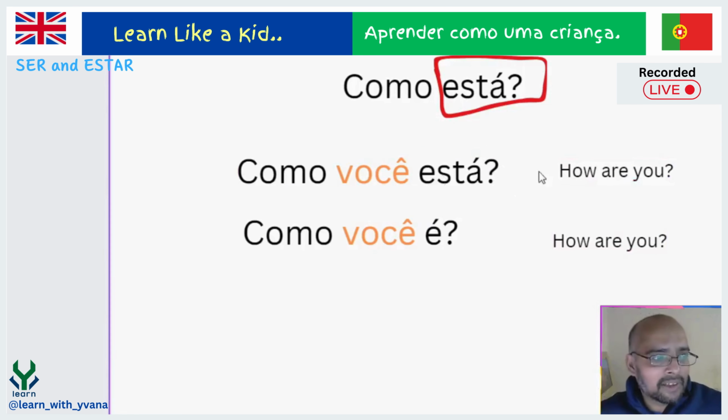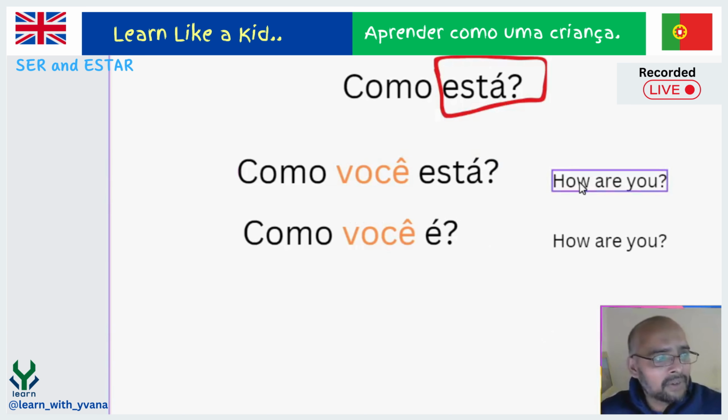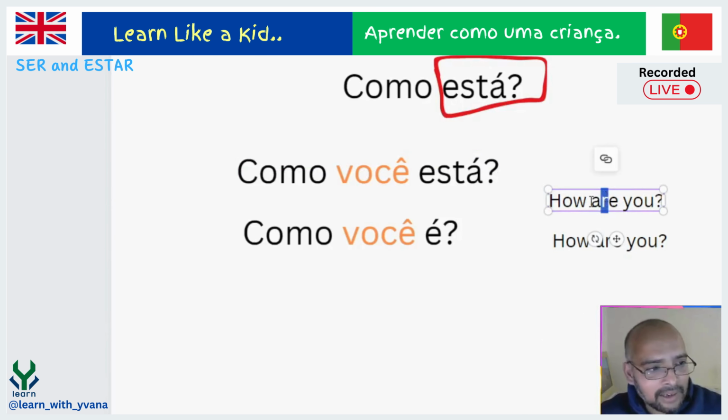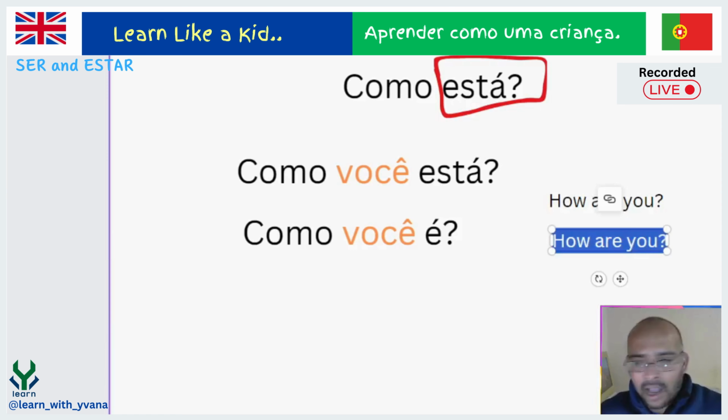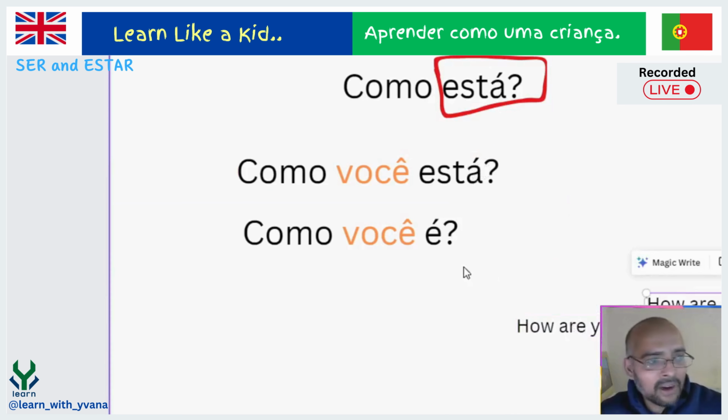But we use esta because these are the two verbs which are to be verbs, as we can say in English. That means they are the auxiliary verbs, right? They help to identify the statement and make it understandable. So both mean how are you, but in English we have only one word, that is are. But in Portuguese, we have two different ways to say it: one using esta and one using é.